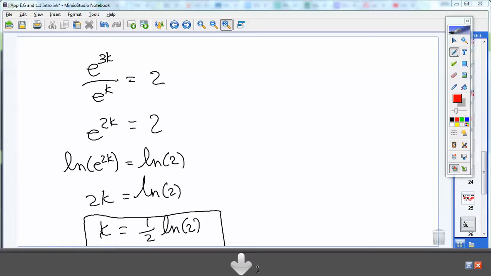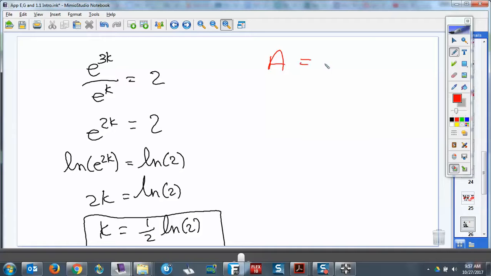Okay? All right. Now we're not done though, right? What else do we need to do? We got to find a, right? Now one of the things we had was a was equal to 5 over e to the k. Was that right? That was one of our a's. There was another one, but that was one of them we had. So now we got to put that into there. So we just go a equals 5 over e to the 1/2 ln 2.